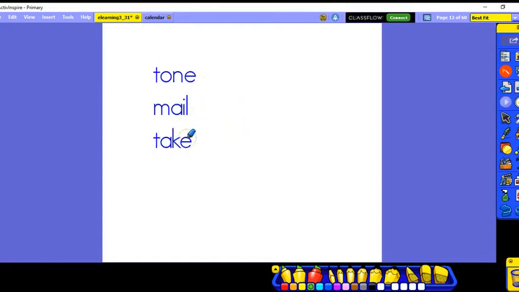Tone, male, take. Tone and take have the same beginning sound. And look, they also have the magic E at the end to make the vowel say its name. Those are some long vowel words. Let's keep looking. Fail, love, line. Which words have the same beginning sound? Love and line.